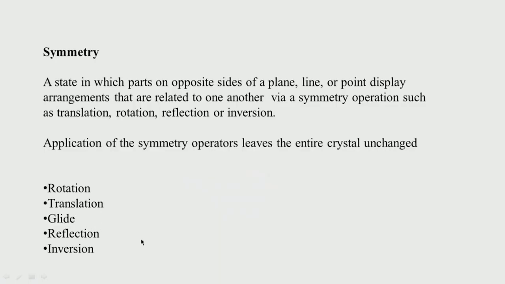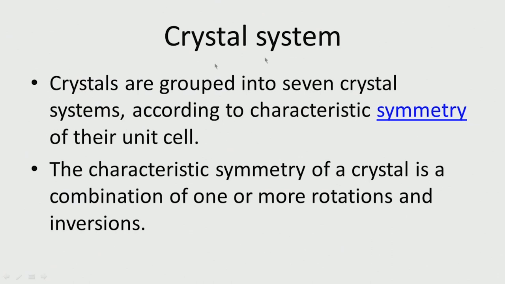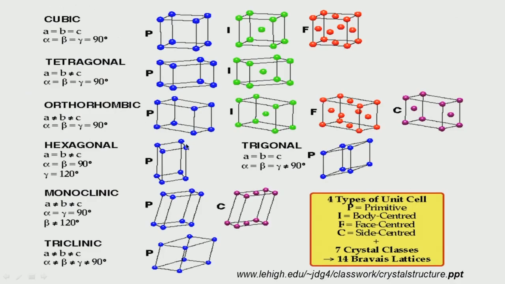You can have 3 of them. Some crystals may have 3 symmetries, some of them have 2 symmetries, and so on. That is what is called the crystal system. So there are 14 Bravais lattices and there are 7 crystal classes. This data was obtained from this particular PowerPoint reference. The 7 major crystal classes are cubic, tetragonal, orthorhombic, hexagonal, monoclinic, triclinic, trigonal. These are the 7 crystal classes.